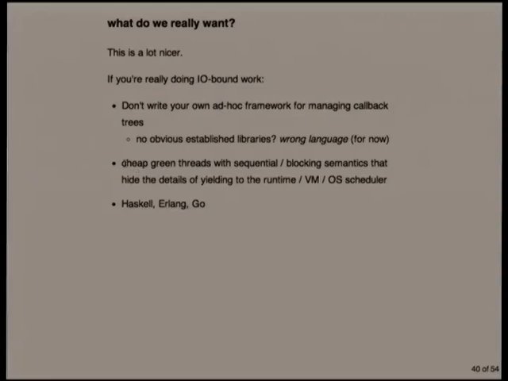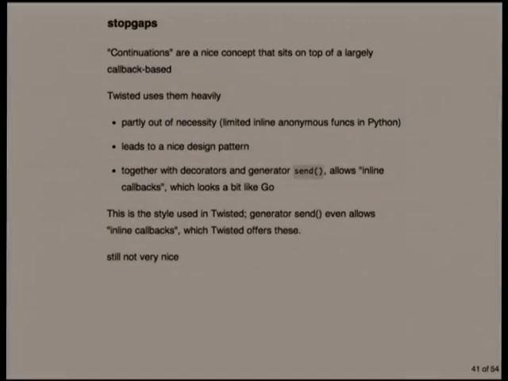So I think what we really want is cheap green threads where your code can essentially pretend that it's sequential. That you have semantics that say, well, here's my function, these are the things it does, it returns this value, and the runtime, or the VM, or the Linux kernel scheduler handles that for you. Languages that do this really well are, well, I know that Erlang and Go do it really well. I'm told that Haskell does it really well.